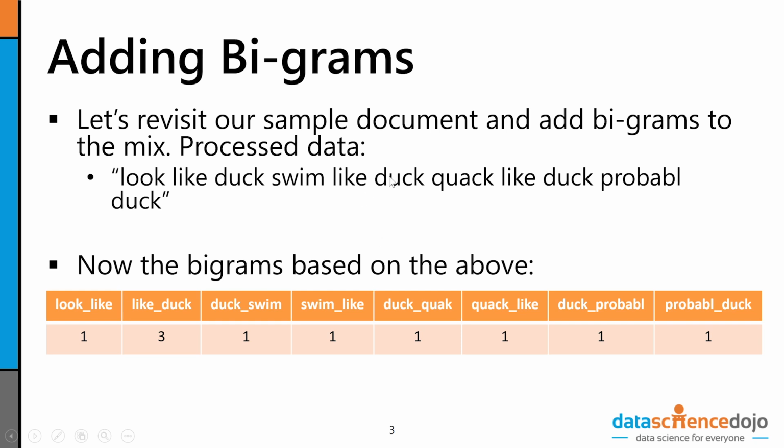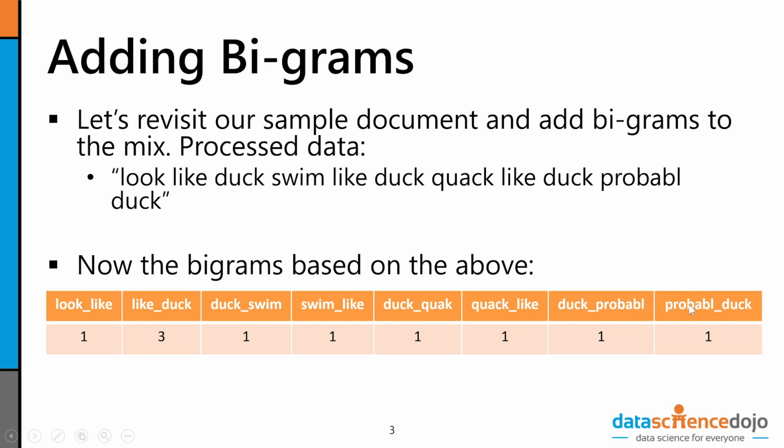Now notice that like duck shows up more than once. So instead of creating a new column, we just add to the count, just like we did before. Like duck, like duck, like duck: we got three of them, so we get a count of 3. But notice we have individual columns here for all of these different combinations. While we get a lot of power out of a unigram bag of words model, bigrams potentially add a lot more power. So this is pretty cool, right?